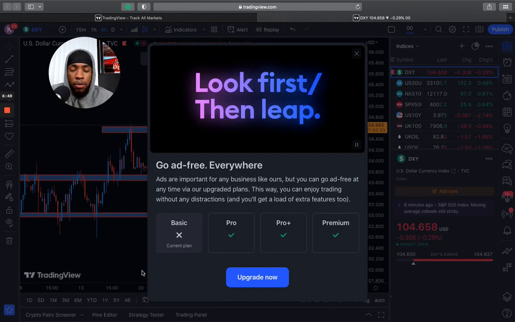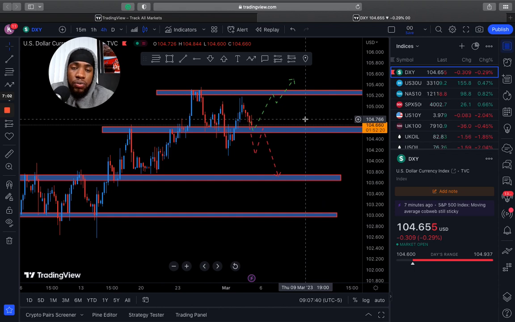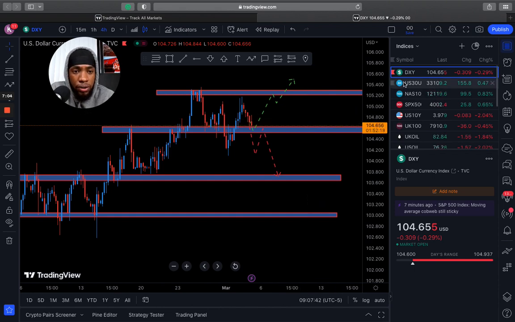Whenever you're looking at the market, excuse me, you never want to marry a bias. You never want to be overly committed to a direction. You just want to pay attention to what the market is actually telling you, what the candlesticks are telling you, what the zones and areas of interest are telling you.